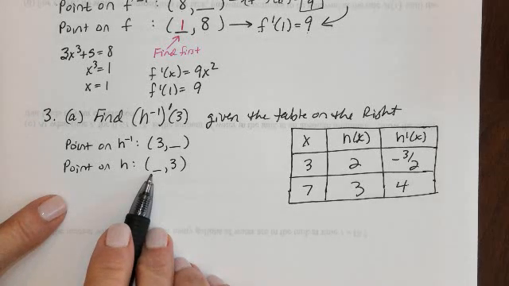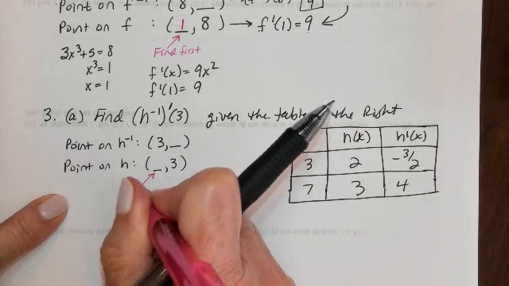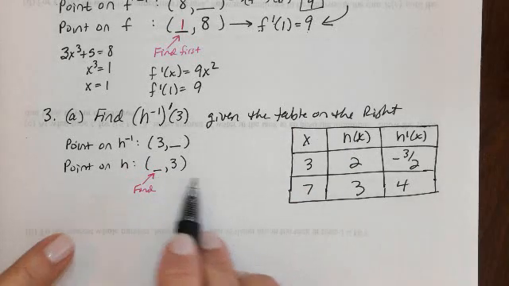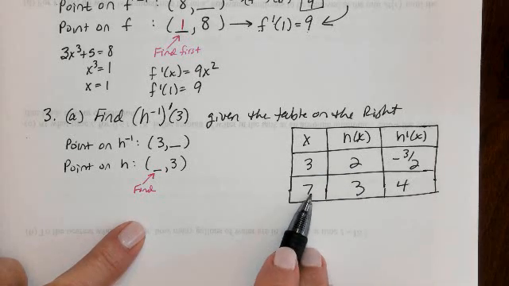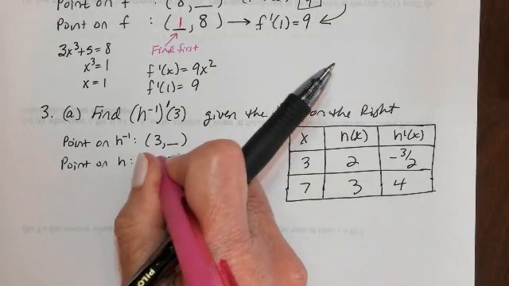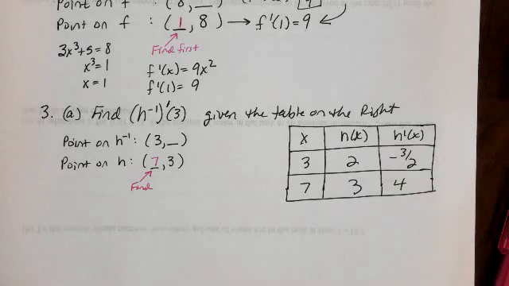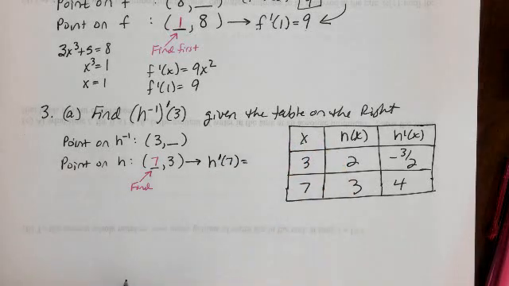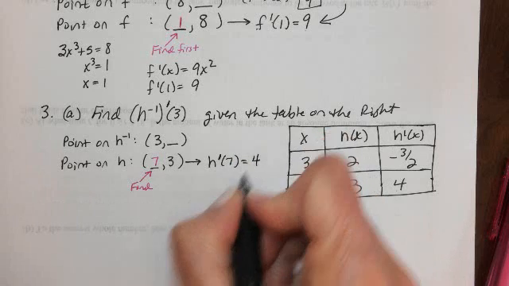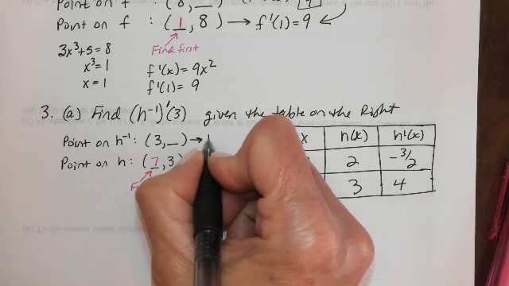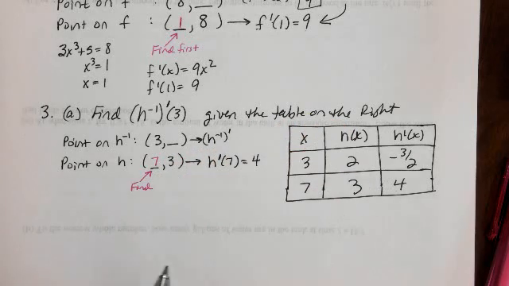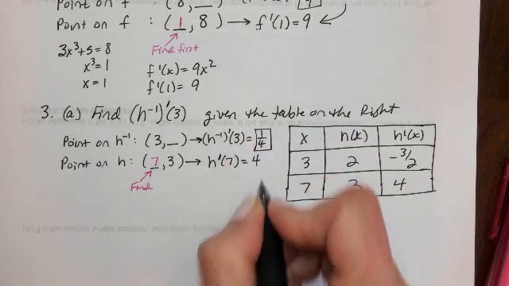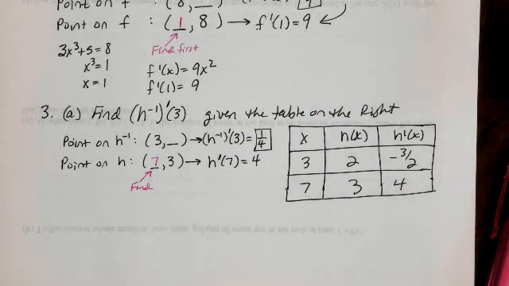Well, if I go to my table, this is important. We always want to find that first. Okay? So if I go to my table, H has a y-coordinate of 3 when x is 7, right? So this must be a 7 from the table. H prime at 7 is what? Well, from the table, H prime of 7 is 4. Therefore, the derivative of H inverse at its x value must be 1/4. Flip that. Okay, that was part A.